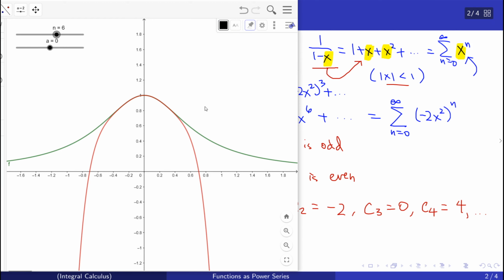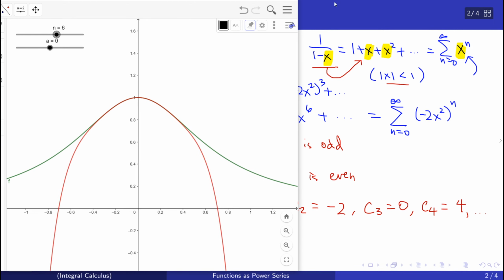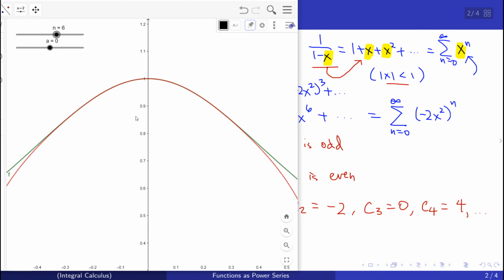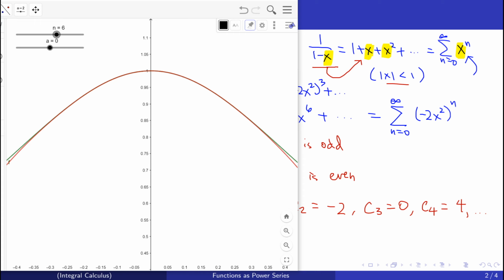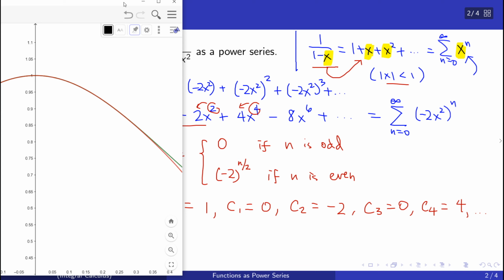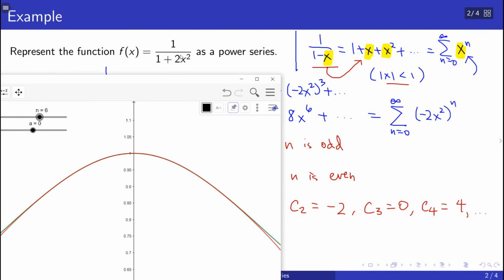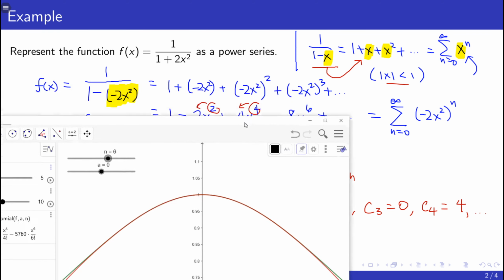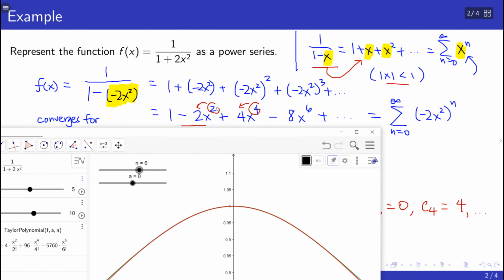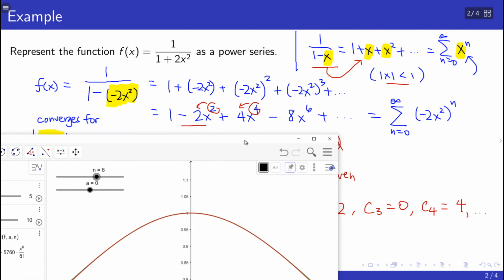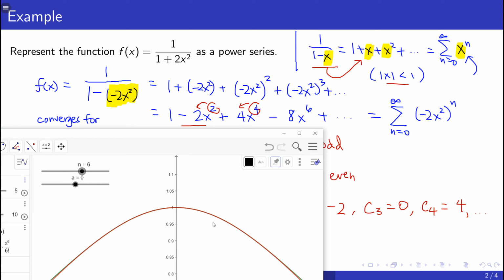And so this is nice, right? This tells me that, okay, this power series representation looks correct. Insofar as, if I were to compute 1 over 1 plus 2x squared, the green function, it turns out that for these values of x, if I computed 1 minus 2x squared plus 4x to the 4th power minus 8x to the 6th power, I'm getting something really, really close to the exact value.